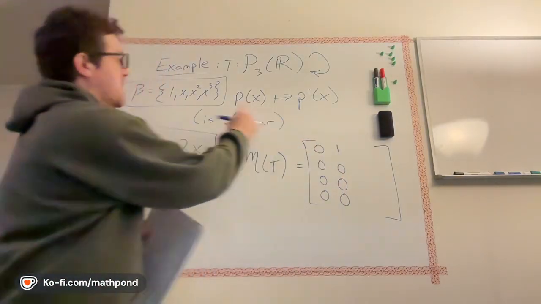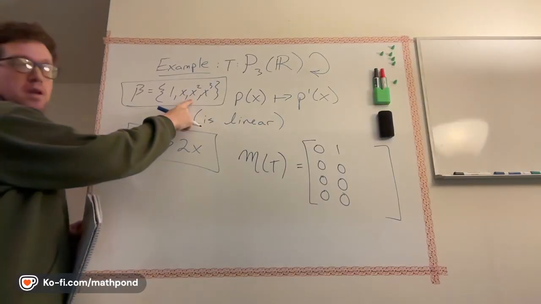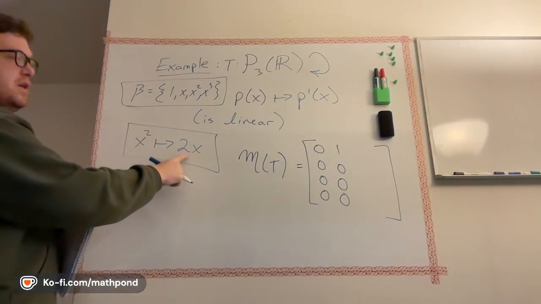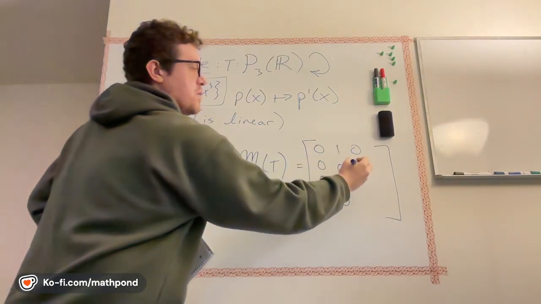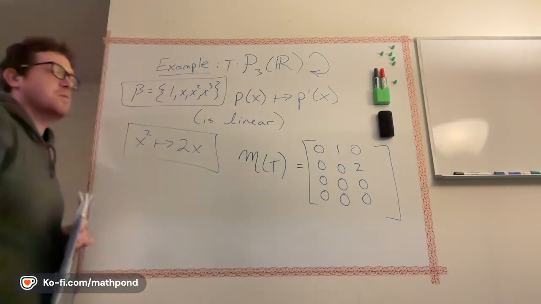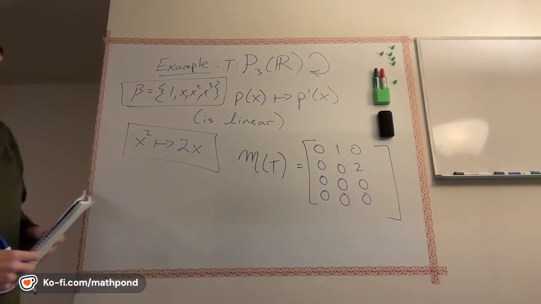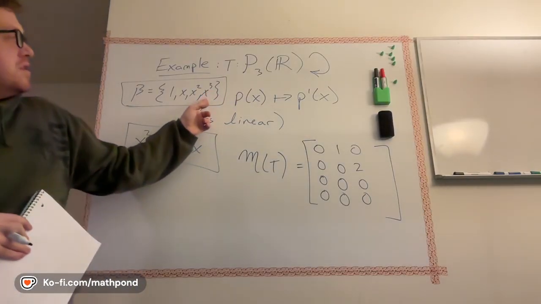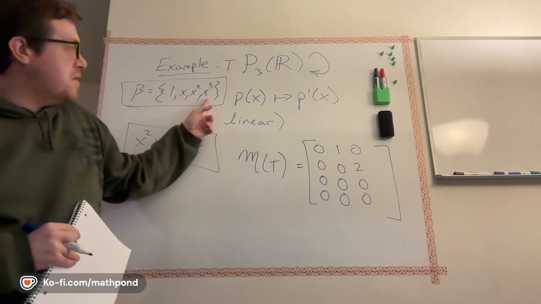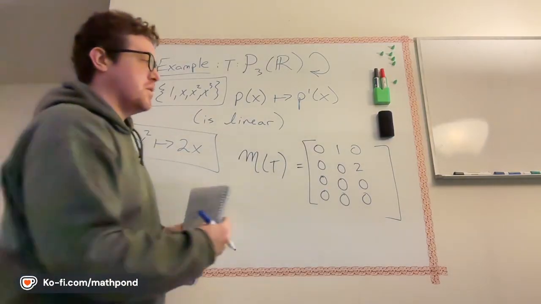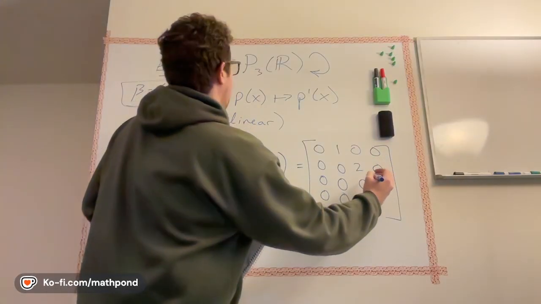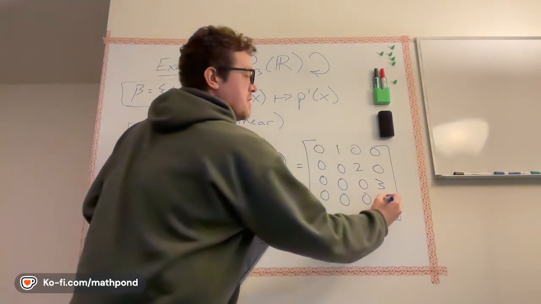Then we go to the next basis element, x squared. We take the derivative of x squared and we get 2x. 2x is 0 times 1 plus 2 times x plus 0 times x squared plus 0 times x cubed. And then finally we take the last element in the list, x cubed, and the derivative is 3x squared, so it's 0 times 1 plus 0 times x plus 3 times x squared plus 0 times x cubed.